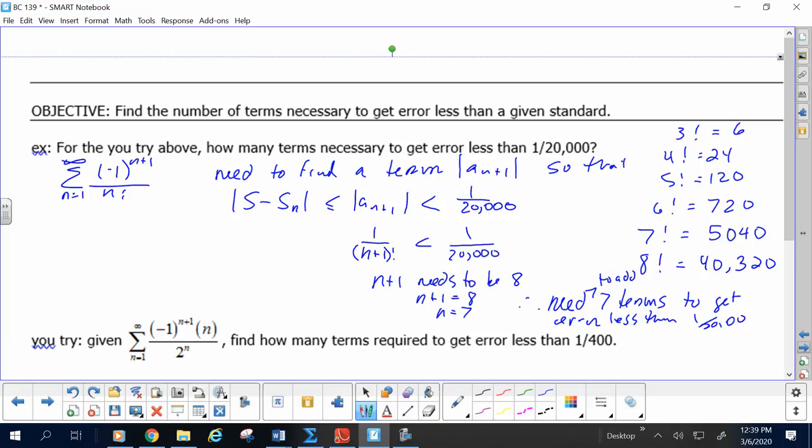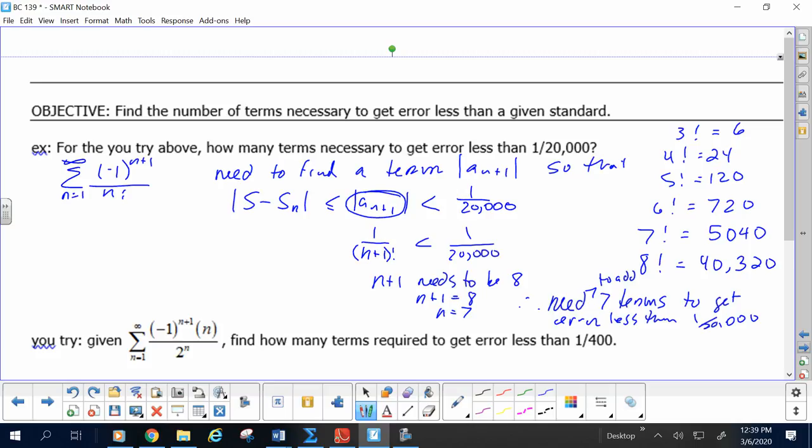1/20,000. Now, if they actually asked me to find a sum so that error is less than 1/20,000, then I would actually have to do that sum. But they didn't. Yes? Where do you get the n plus 1 factorial on the bottom? That is the n plus 1th term, what you get when you put n plus 1 in place of n in the term formula. So it's plugging it into the series formula, yeah?